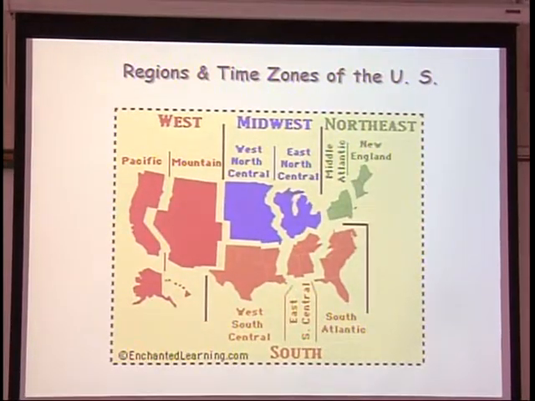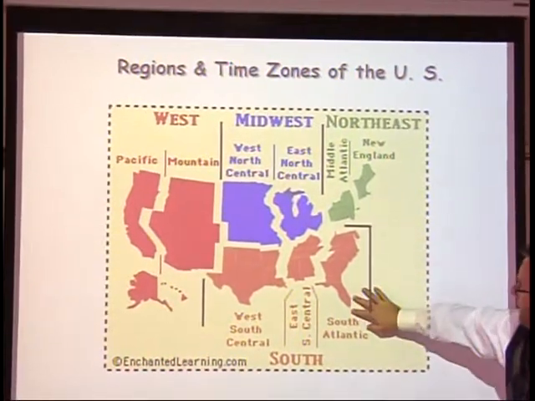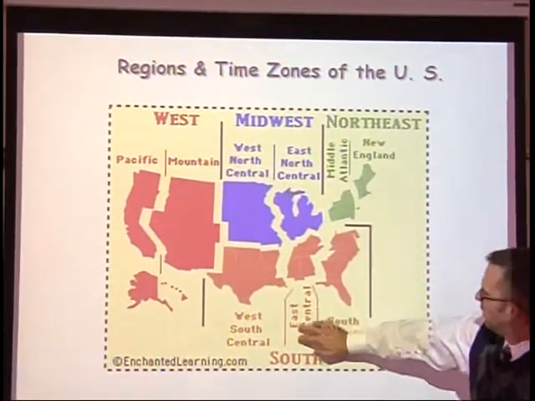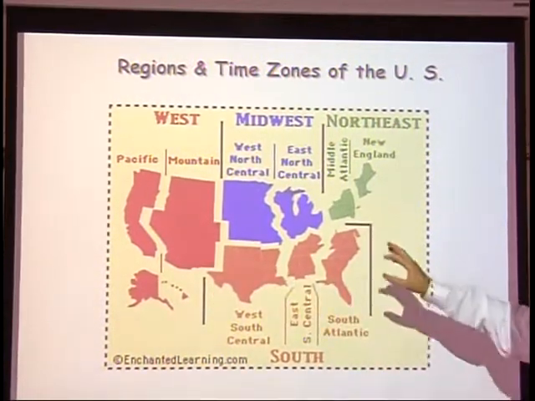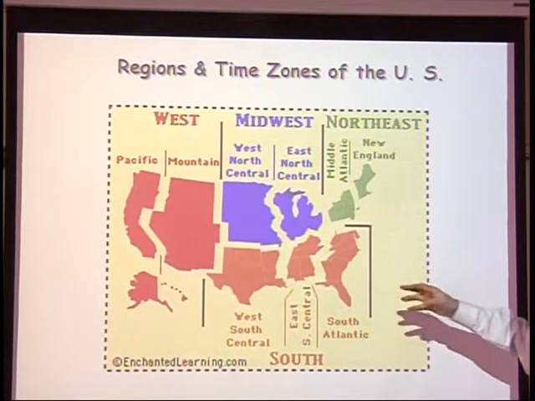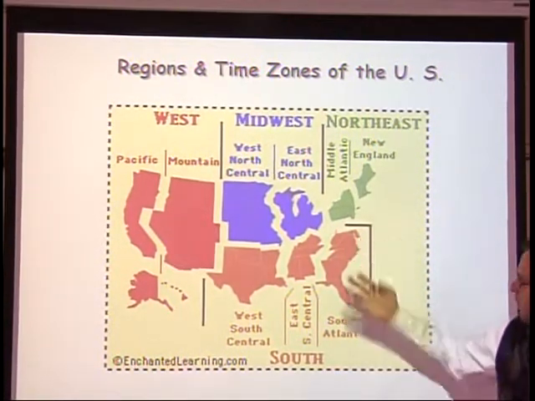Regions and time zones in the United States. There's the Northeast region here, the South Atlantic, Eastern Central, Western South Central, Pacific Mountain, and then the West North Central or East North Central. Basically, we break our country into 3 sections, East, Central, and West here.